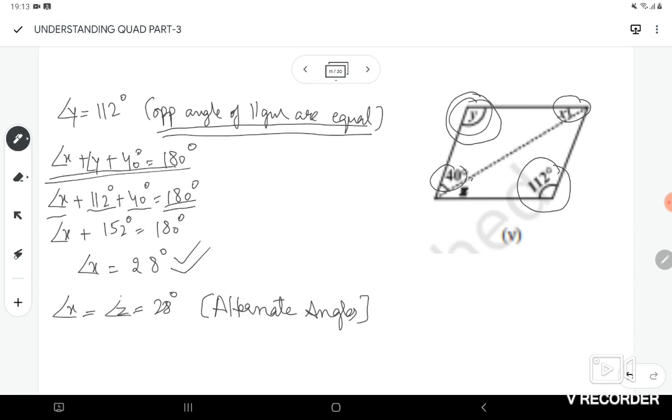Now once we find the value of x, we can find the value of z easily, which would be equal to 28 degrees because the alternate interior angles are equal.